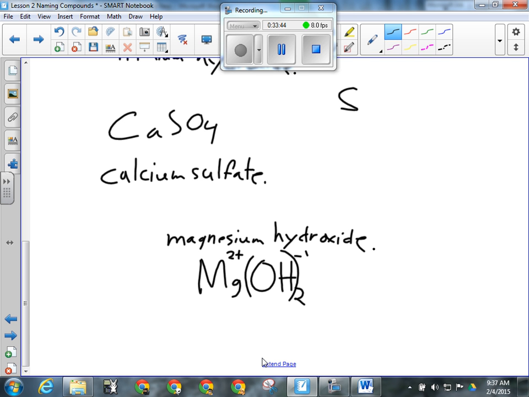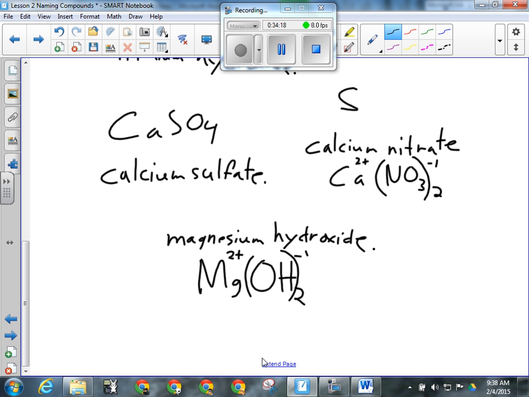So calcium sulfate's SO4, but what if it was, let's say, calcium nitrate, because that one will need it. If I'm looking at calcium nitrate, I'm going to have Ca, which is 2+, and nitrate, which is NO3 and has a -1 charge. So when I swap and drop, where do I put the brackets? Do I put the 3 inside or outside? Actually, sorry, I put the brackets outside of the 3. The 3 stays inside the brackets.